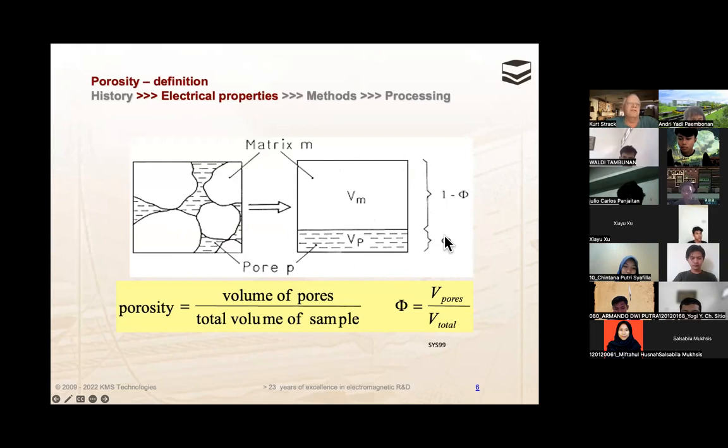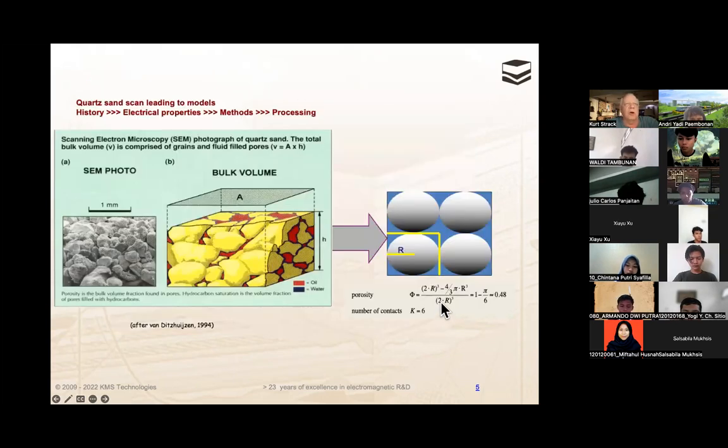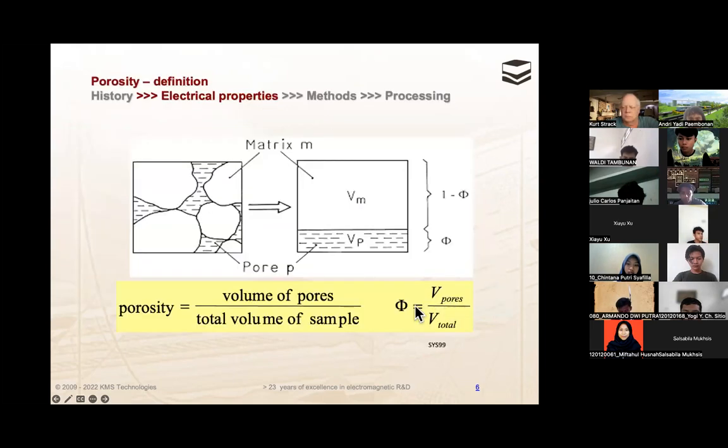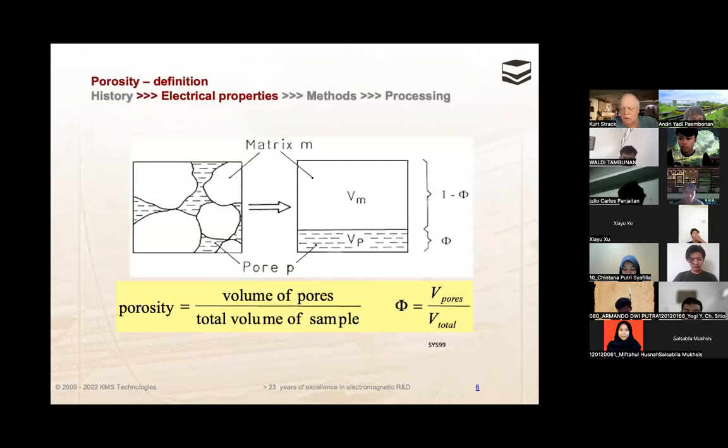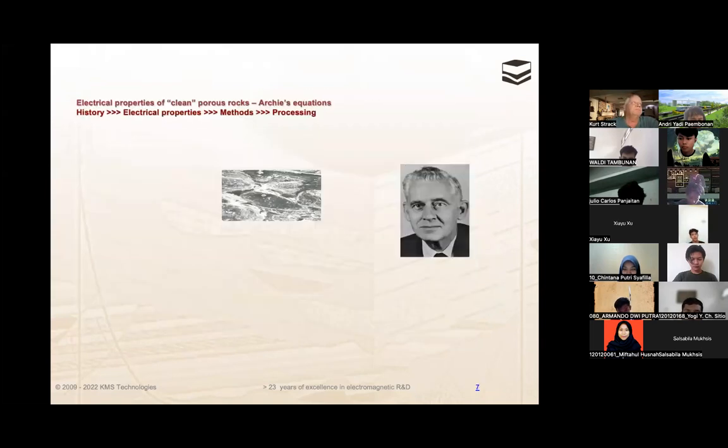It's a dimensionless parameter, and it's the volume of the pores divided by the total volume. So here you have the total volume is the cube, and here we have then the cube minus the porosity, and here we define it again.